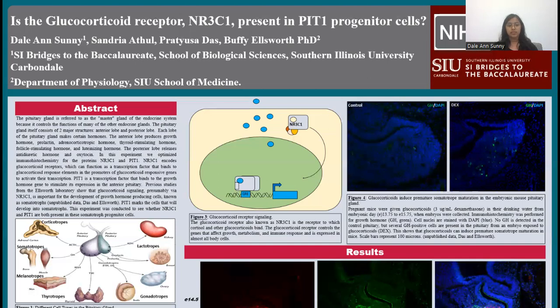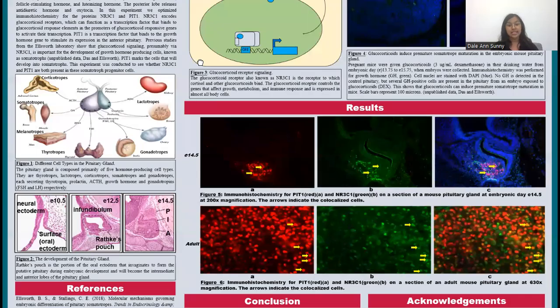So for this experiment, we were looking at the proteins NR3C1 and PIT1. NR3C1 is a glucocorticoid receptor, and it's important for the growth hormone producing cells called somatotrophs. And PIT1 is a somatotrophic marker. It marks the cells which will develop into somatotrophs. Figure 1 here shows the different cell types in the pituitary gland. We have lactotrophs, somatotrophs, corticotropes, melanotrophs, and different other cell types.